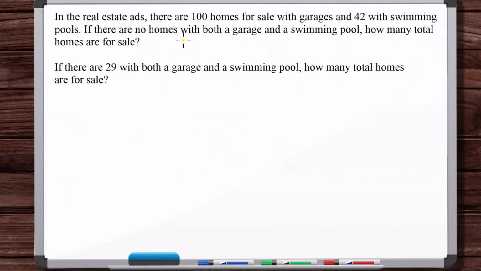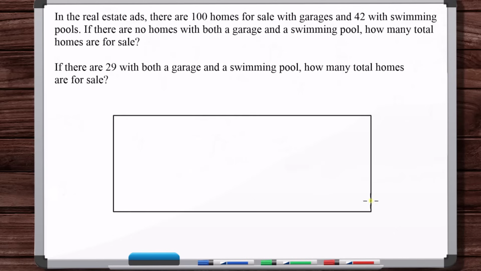In the real estate ads, there are 100 homes for sale with garages and 42 with swimming pools. If there are no homes with both a garage and a swimming pool, how many total homes are for sale? Okay, so here we can just use the Venn diagram. We've got 100 homes for sale with garages and 42 with swimming pools. No homes with both a garage and a swimming pool. So, okay, let's see. The system is all homes for sale.